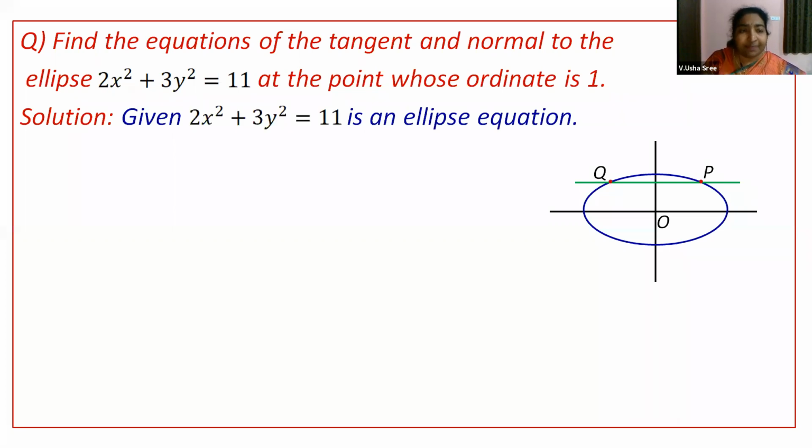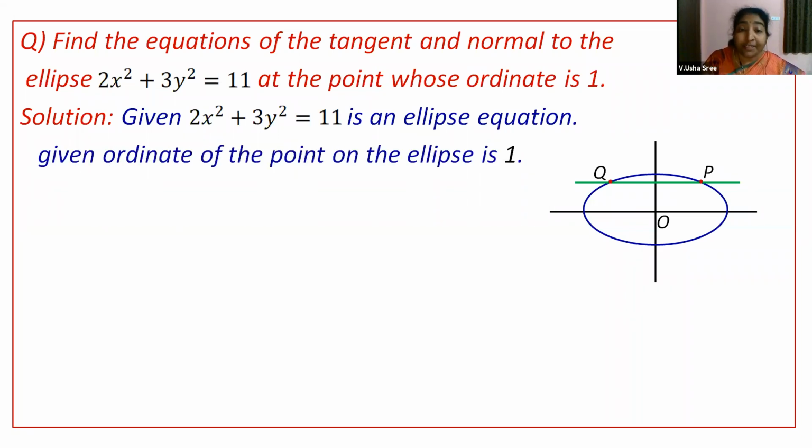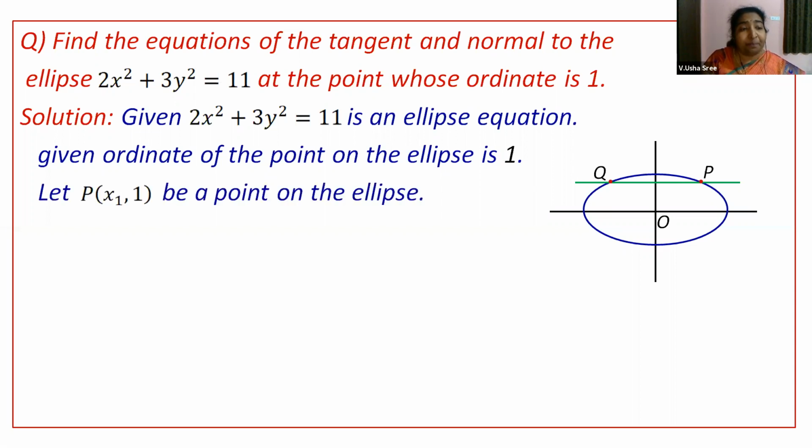So we will just see what is given to us. We are given an ellipse 2x square plus 3y square is equal to 11. Then you are given the ordinate of the point on the ellipse, which is equal to 1. Then we will assume that the point which is required here will be some point P with some x1 as the x coordinate, and 1 of course will be our y coordinate because it is given that the ordinate is 1. Okay, so we will say let P(x1, 1) be a point on the ellipse.